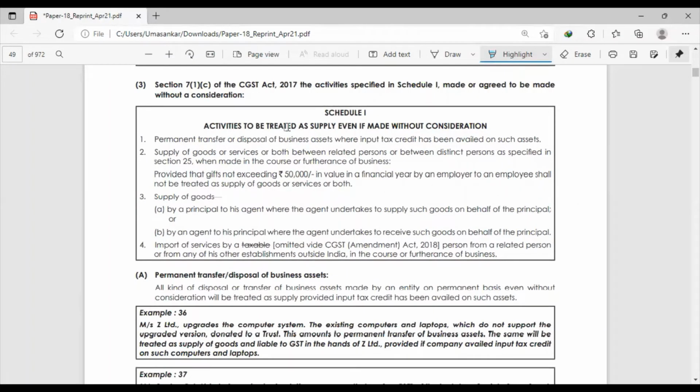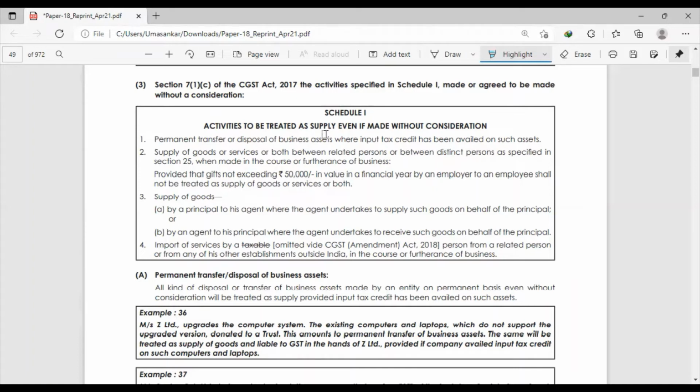Section 7, subsection 1C, that is Schedule 1. Okay. So we have discussed above the supplies or activities of goods and services for consideration. And if there is no consideration, no GST, but there are some exceptions. Along with that, we have also considered import of services for consideration, whether or not in the course of business. Now we'll study the services or activity for which there is no consideration. One exception is there. That exception we'll study. That is Schedule 1. Means it is deemed supply.